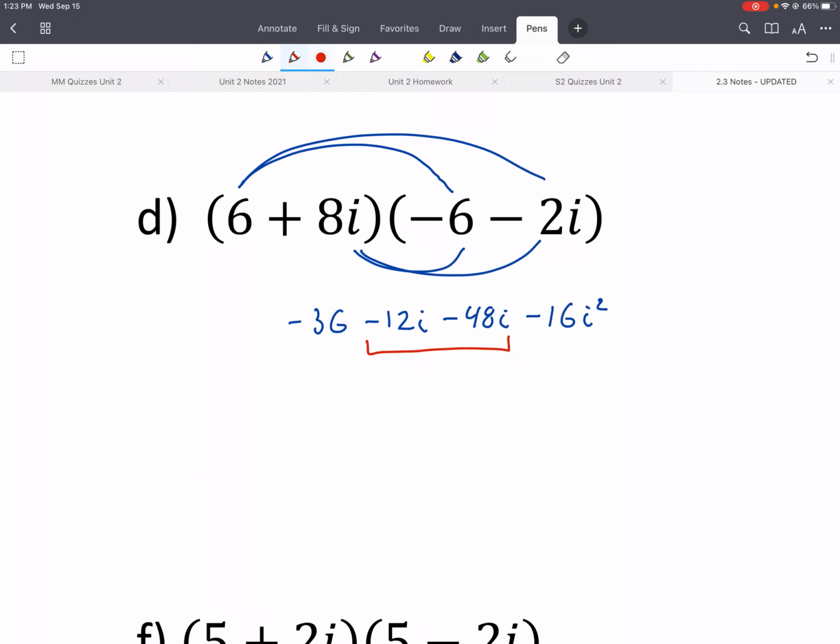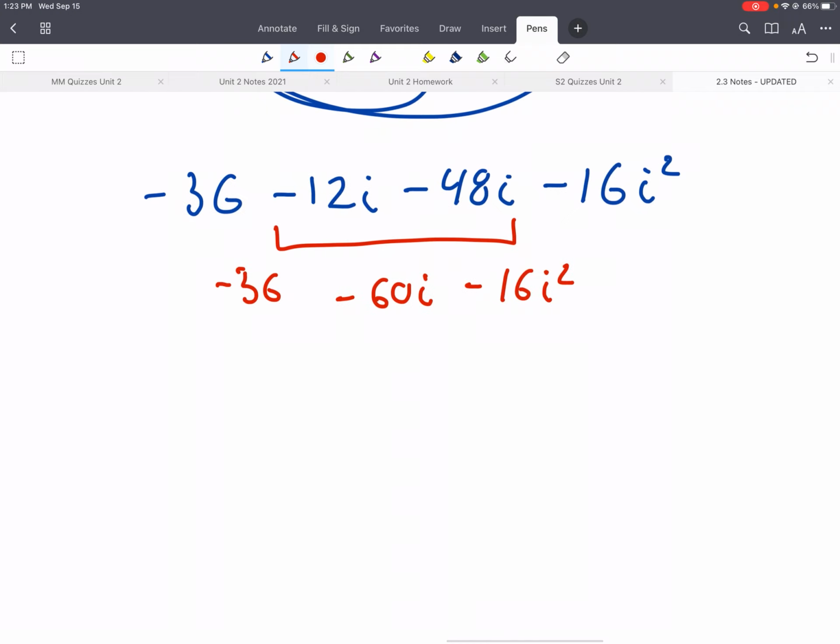Okay, again, we can combine these like terms. That gives us a negative 60i. Okay, and then the last thing that we know is that i squared is the same as a negative 1. So we could write a negative 1 here. Some people will just cross that out and change that sign because that's what's going to happen, right? Both are good. And I'll understand what you're doing. Okay, so now we'll combine like terms. We have a negative 36 plus 16 gives you negative 20. And then we just have our negative 60i.